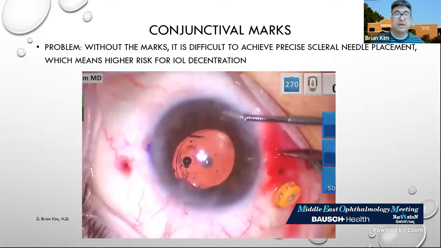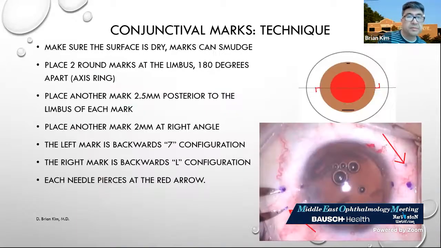And you want to make conjunctival marks in order to get a precise placement of the needle. And you have to make sure the surface is dry. Why? Because if the mark is smudged, it's difficult to visualize. You want to make them round marks. You can use a caliper tip, but I also will take the tip of a BSS cannula and mark it. It makes a very nice, distinct round mark.